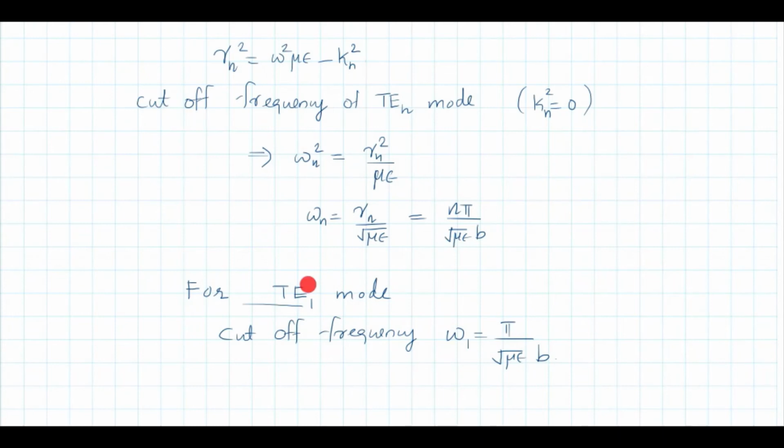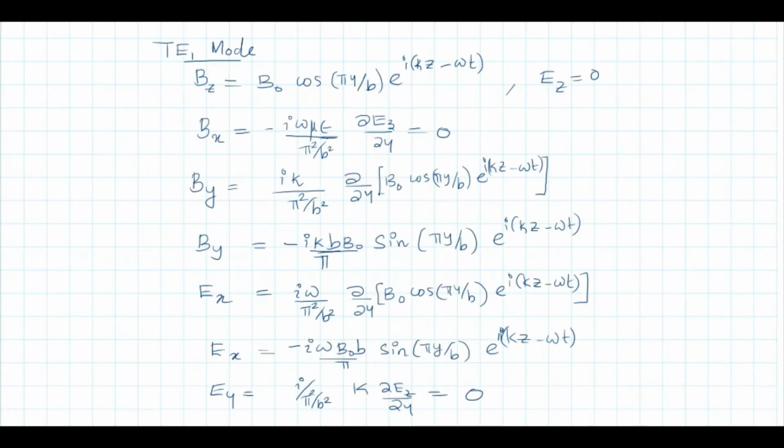For TE1 mode, put n equal to 1. So omega 1 is pi by root mu epsilon into b. This is the cutoff frequency for TE1 mode. That is, cutoff frequency for TE1 and TM1 modes are the same.